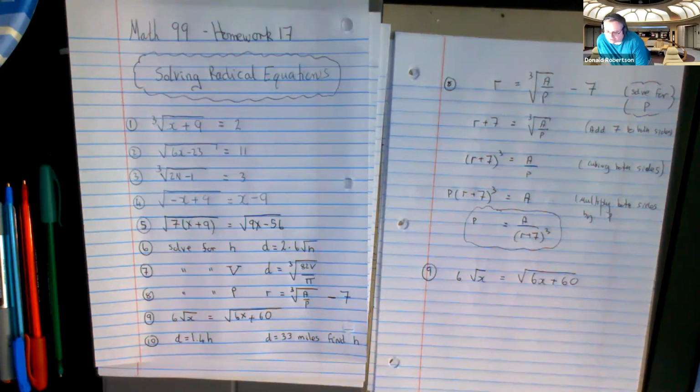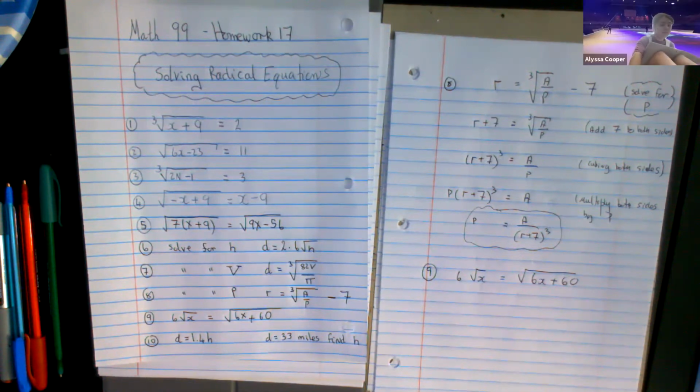6 square root of x equals the square root of 6x add 60. And we are trying to solve for x, right? We're trying to find out what value or values of x this would be true for. Any ideas what you do to both sides? Because that's the technique we're going to use, as long as you do it to both sides. Square both sides. Right, great.